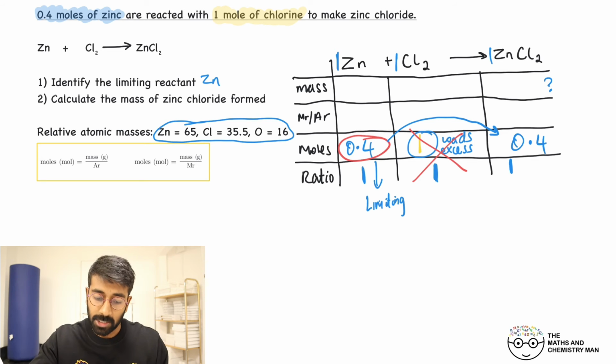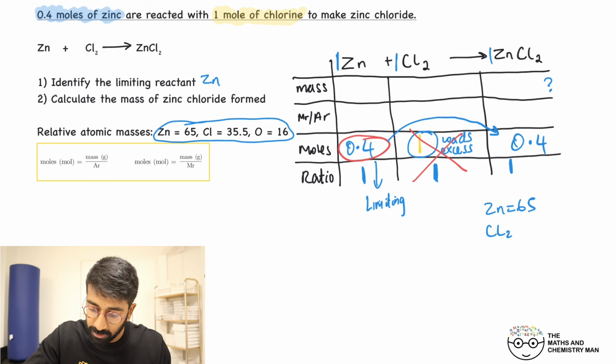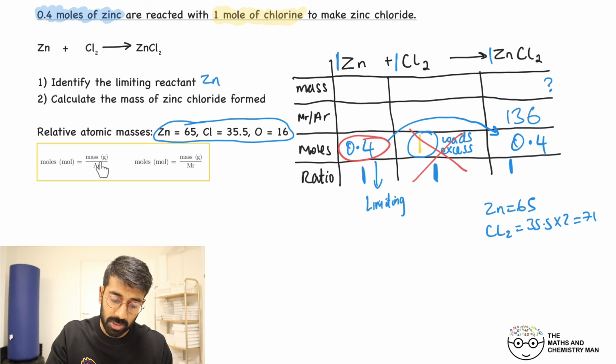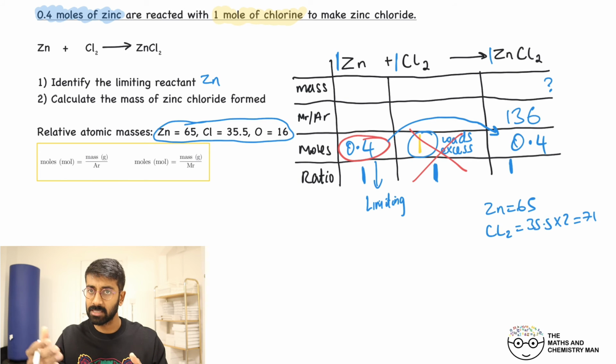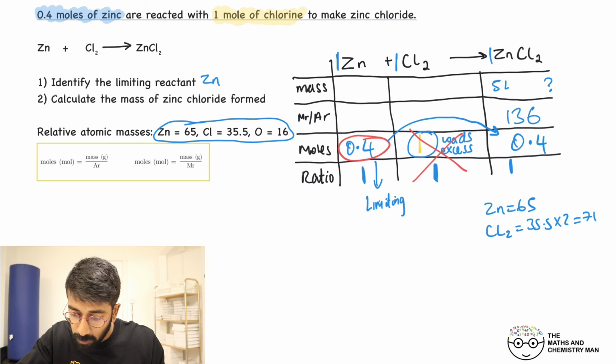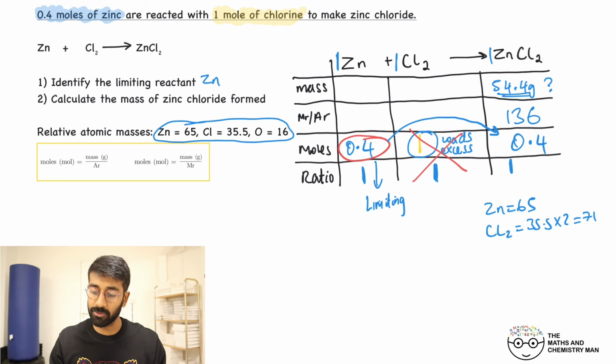Here we are. So for Zn, that's 65. And we need 2 lots of Cl, right? So Cl2, that's going to be 35.5 times 2, which is 71. So we add those together, what's that going to give us? 136, isn't it? There we go. And now to find mass, we'll just rearrange this formula here. Mass is equal to moles times Mr. So then we can do 136 times 0.4, and that comes out as 54.4 grams. And there we go. So that's the answer that we were looking for there.